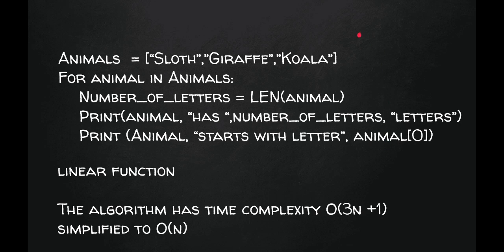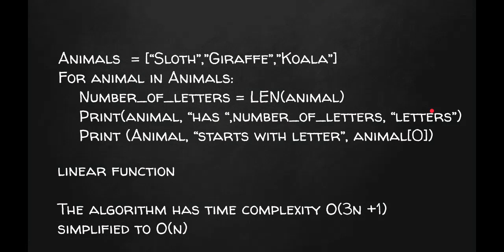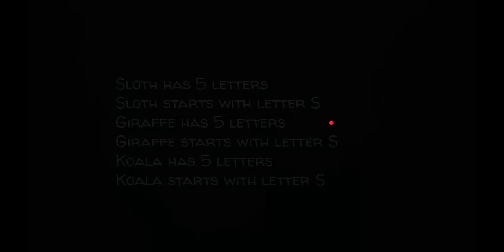So we've got one thing happening at the top here, then we've got a loop. So the loop is dependent on n, and we've got 1, 2, 3 things happening within that loop n amount of times. So it's a linear function, and that gives us 3n plus 1, because there's 3 statements here and plus the 1 at the top. So O3n plus 1. And again, we just simplify that one down to n. So it still stays the same. So we worked out what's happening there, the number of statements, and then we simplify it down in terms of n. And that's what the output would have been. So sloth has 5 letters, sloth starts with S, giraffe 5, giraffe starts with G actually, doesn't it? And going on, going on.